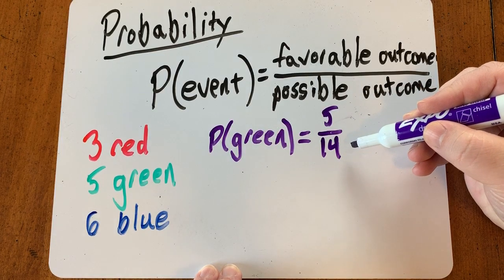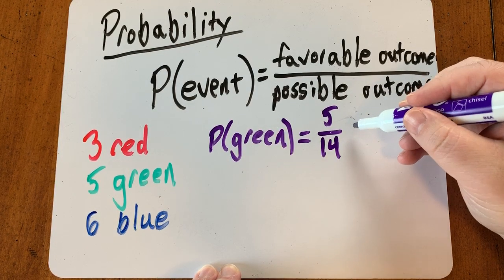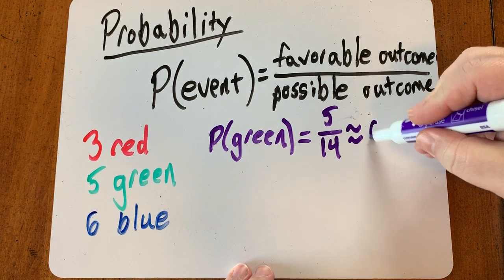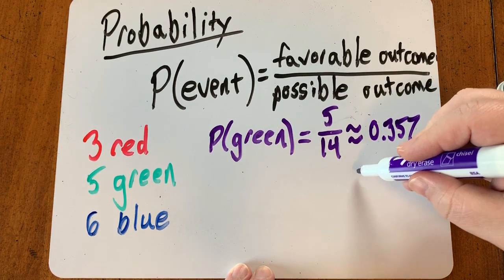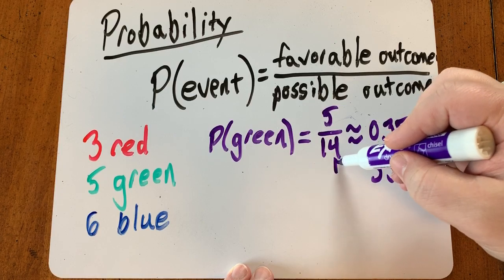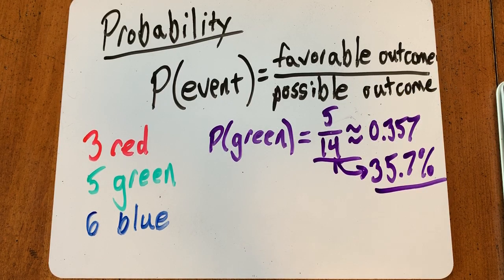This is an acceptable way to express probability. Another acceptable way is to write it as a decimal. I don't know what 5 over 14 is off the top of my head. Hold on, let me grab my calculator. So it's 0.357, or we can write it as a percent, 35.7%. These two are the primary uses. Very rarely are you going to be approximating it as a decimal and not converting it to a percent. Most of the time your probability is going to be expressed as a percent or as a ratio.